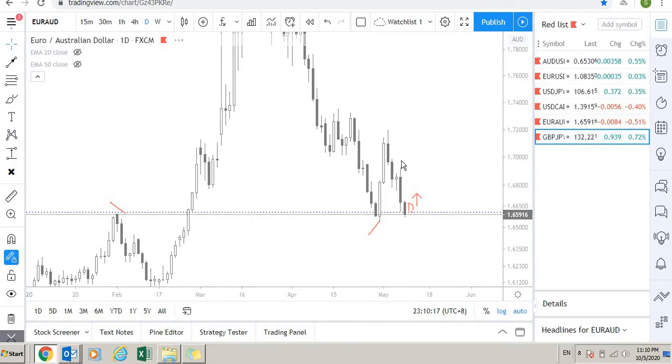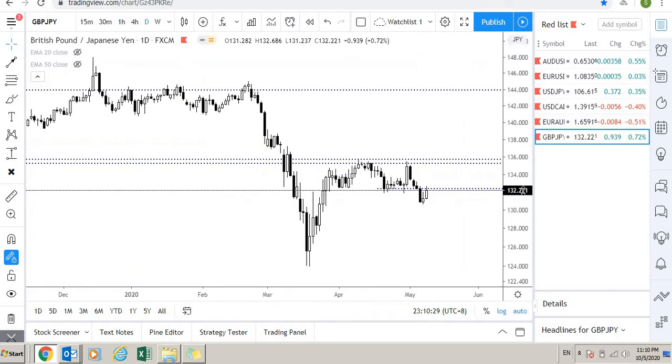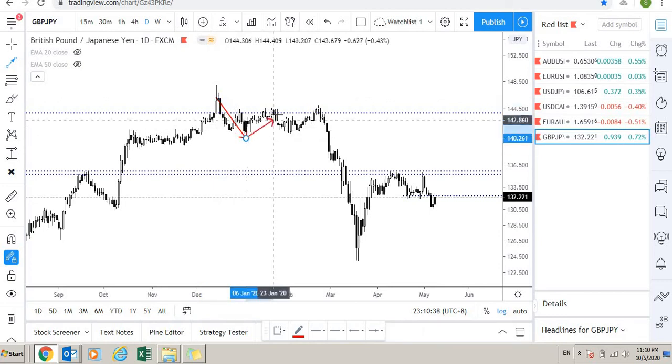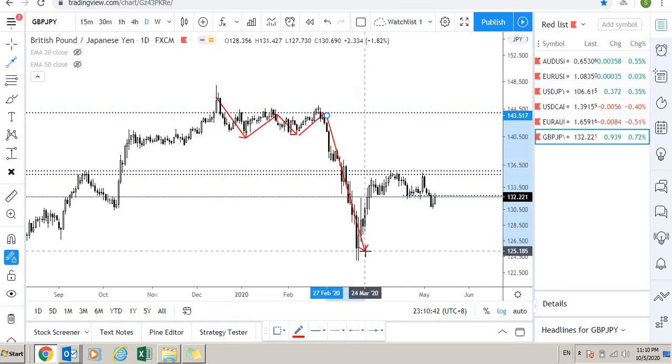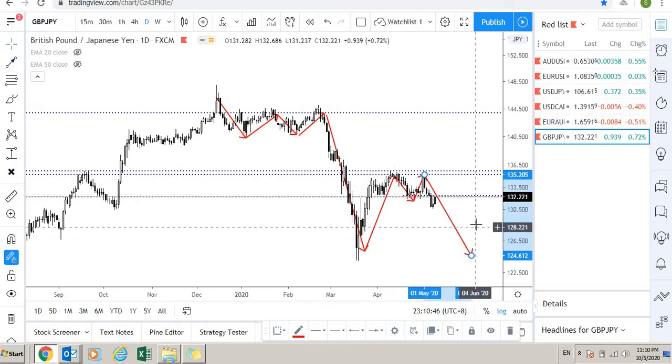Then the last one will be GBPJPY. GBPJPY is also the same. The opportunities will appear in the coming days, I guess, because I have highlighted it. First, I have a bearish view on this pair. We can see the price is still making lower low, lower high patterns. So it might go down to this level.